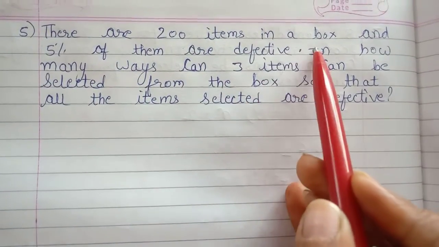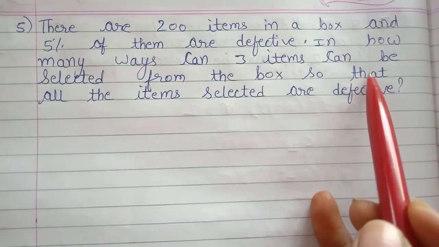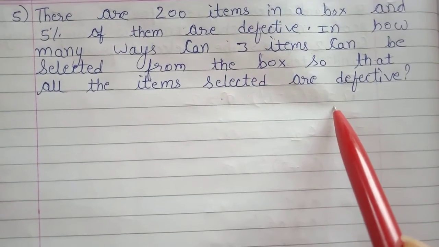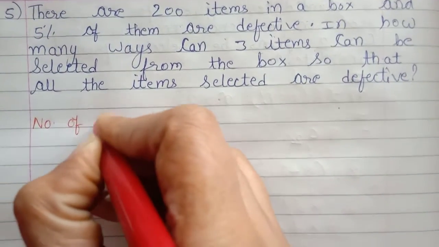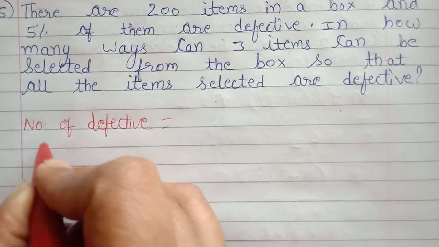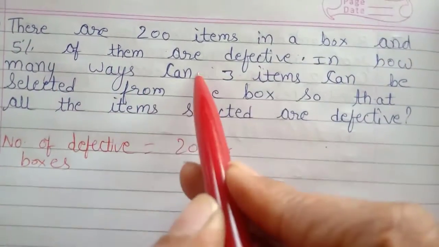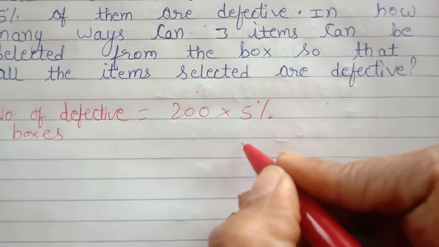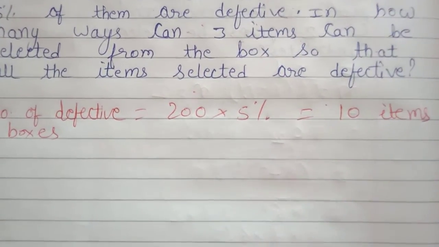There are 200 items in a box and 5% of them are defective. In how many ways can 3 items be selected from the box so that all the items selected are defective? Now first of all, we have to find the number of defective items. What they're saying is, total 200 items are there. From that 5% are defective. So 200 into 5 upon 100 will give us 10. So that means total 10 items are defective.